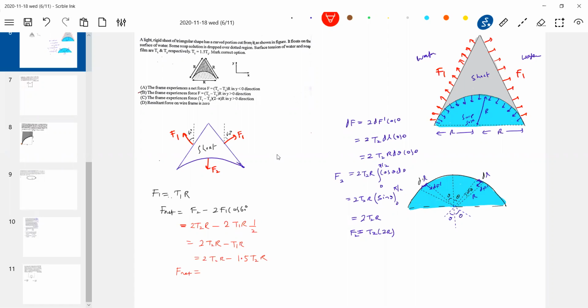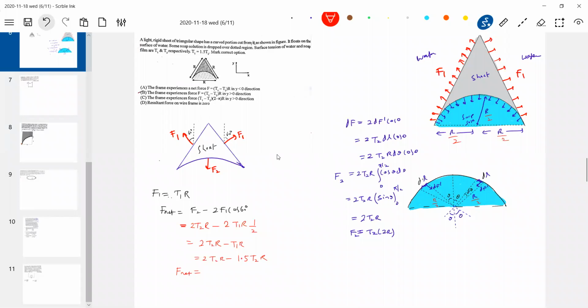Sir, F2 should actually be T2R. F2 is T2R only. Yes, sir, because there you took the radius as r, but the radius of the semicircle is actually r by 2. Oh, this should be r by 2. Okay, fine. So this is r by 2.